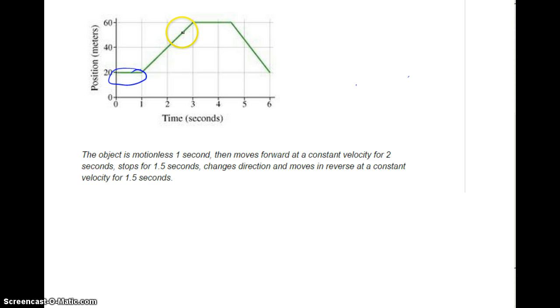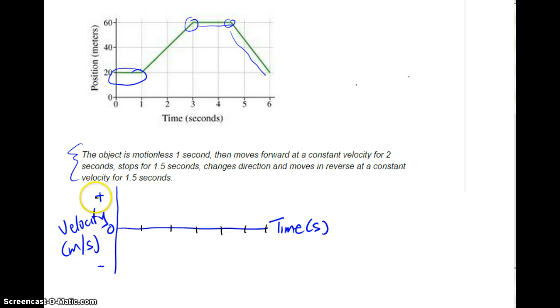Then we move forward or further away up until 3 seconds, standing still again, and then we move backward, or to a lesser position, if we call it that, till 6 seconds. And that little summary is right here. We want to put together the velocity graph. So I've created a velocity versus time graph.